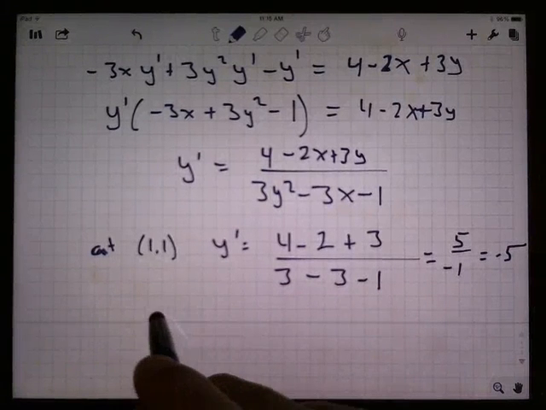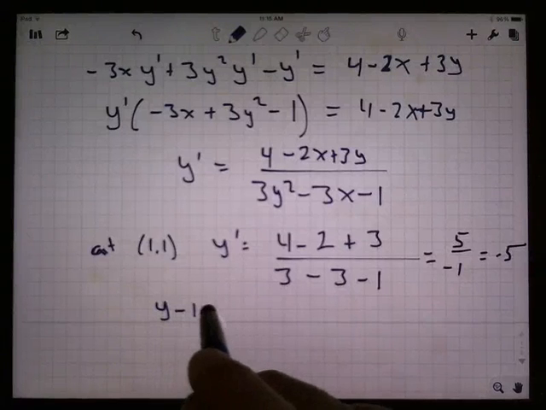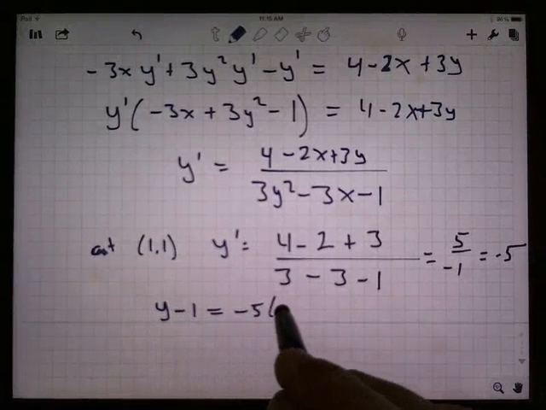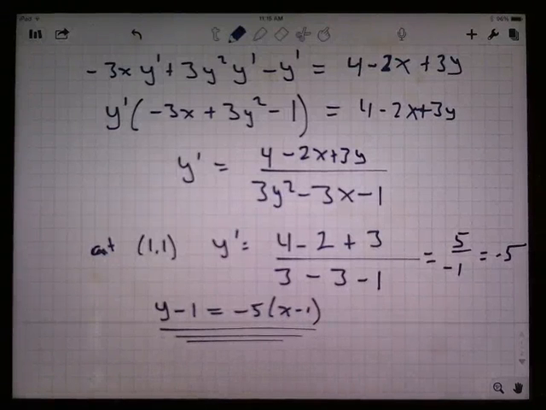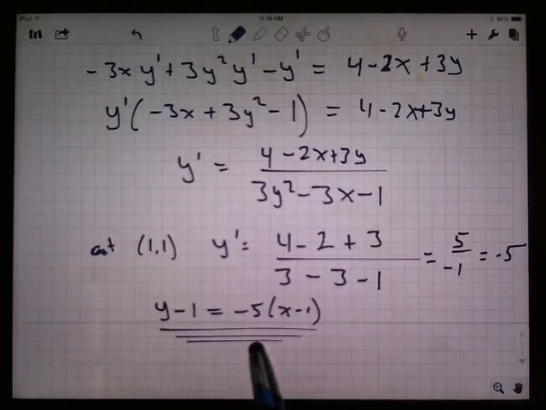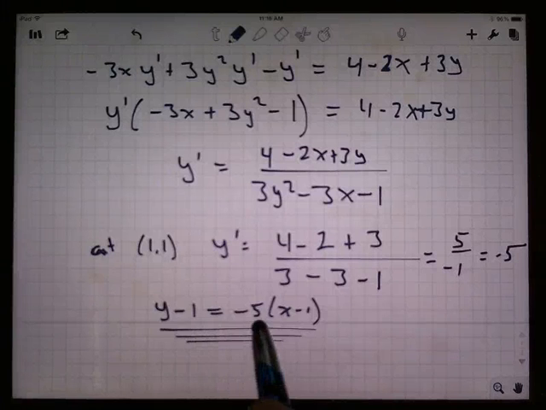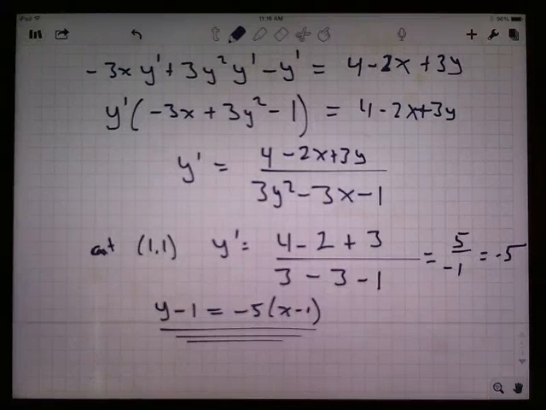So y minus 1 equals minus 5 times x minus 1 would be the equation, or an equation, for my tangent line. I'd just as soon leave it like this because I can see the point that it goes through. I can see the slope. You could multiply it out and collect like terms if you wanted, but I like it that way.